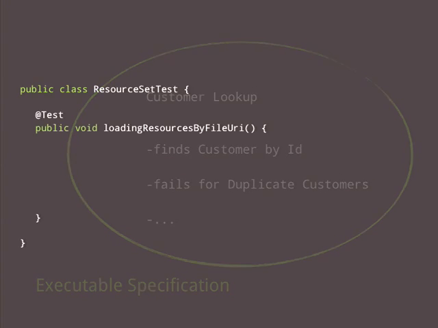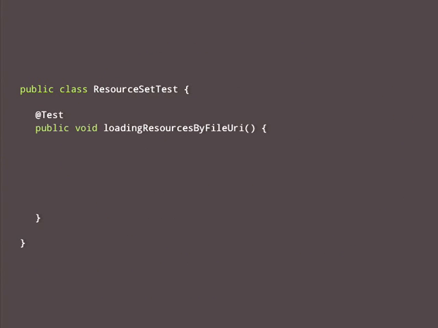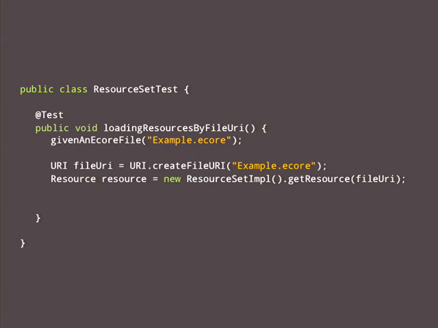Another example is, here we have a test for a resource set in EMF. And the test is called Loading Resources by File URI. I mean, the test is quite trivial. It shows some basic EMF behavior. So given we have an echo file on a certain path, we create a URI, then a new resource set, and load the corresponding resource. And then we make an assertion, for example, that the contents of the resource are not empty.